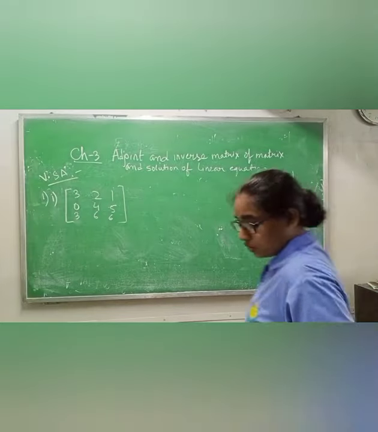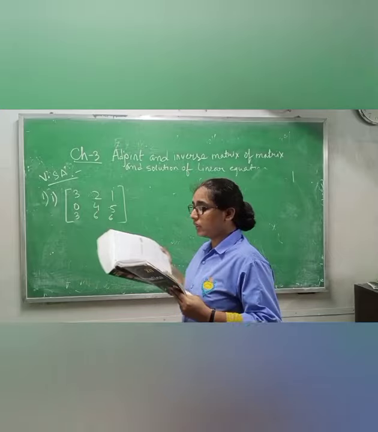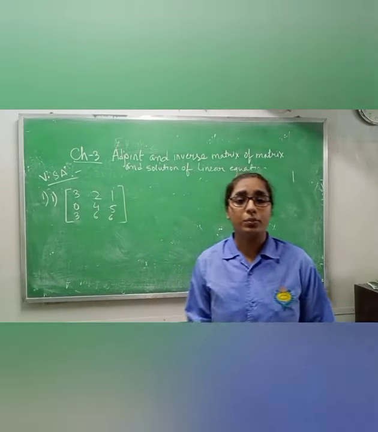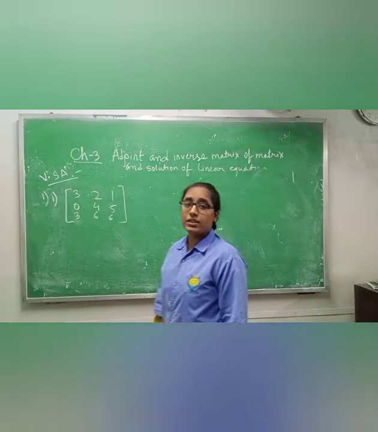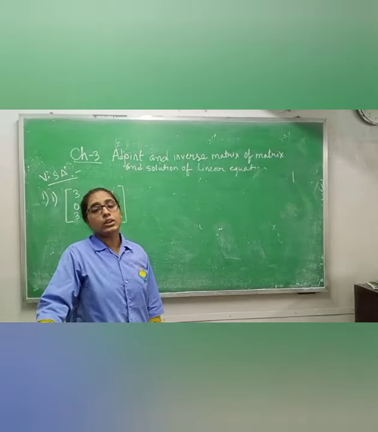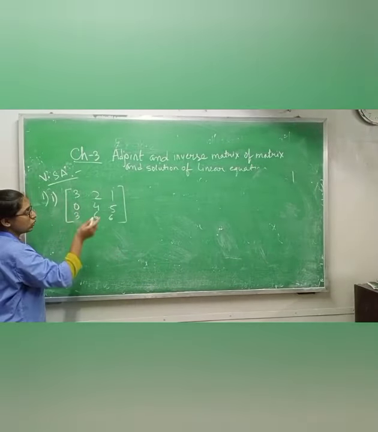Now class 12, see very short answer question number 1. The question is, prove that the following two matrices are singular. So what is the condition for being a singular matrix? It means that if the determinant equals 0, then we can say it is a singular matrix. This matrix is given to you. First we have to change this one into a determinant.